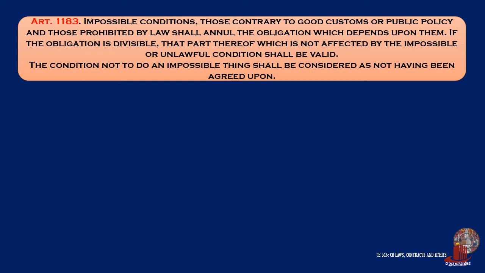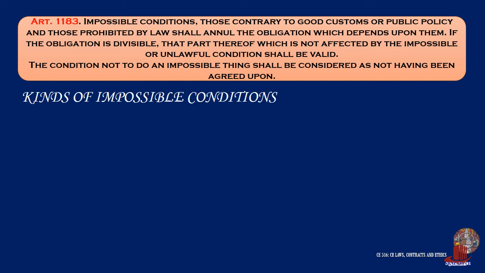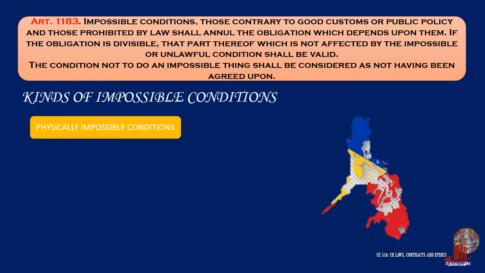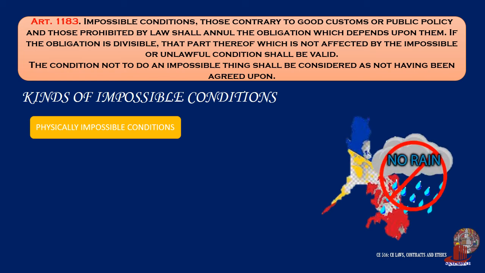This article refers to suspensive conditions. It applies only to cases where the impossibility already existed at the time the obligation was constituted. There are two kinds of impossible conditions. First, physically impossible conditions, when they, in nature of things, cannot exist or cannot be done. For example, an agreement that you are going to receive a sum of money if it will not rain for 1 year in the Philippines.